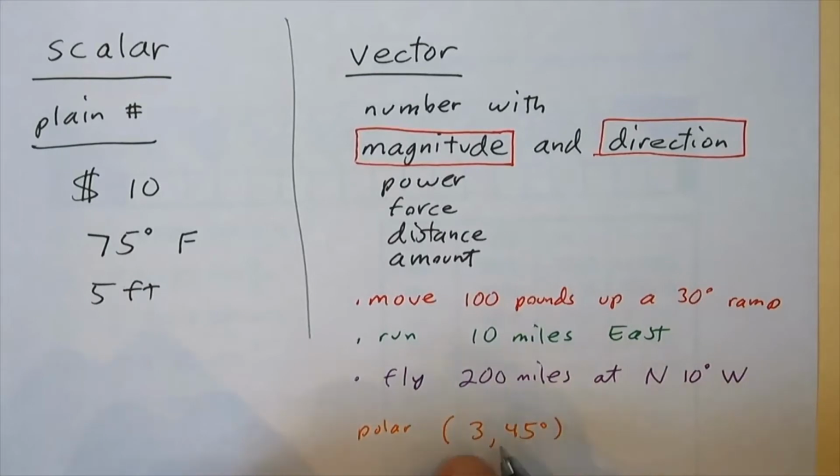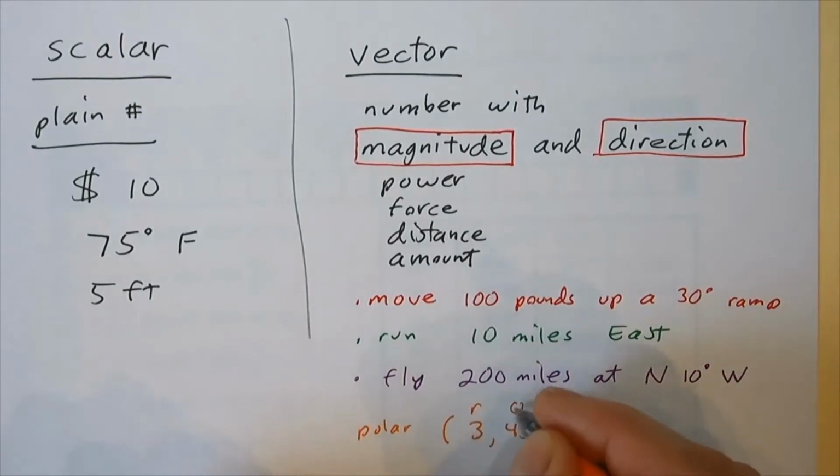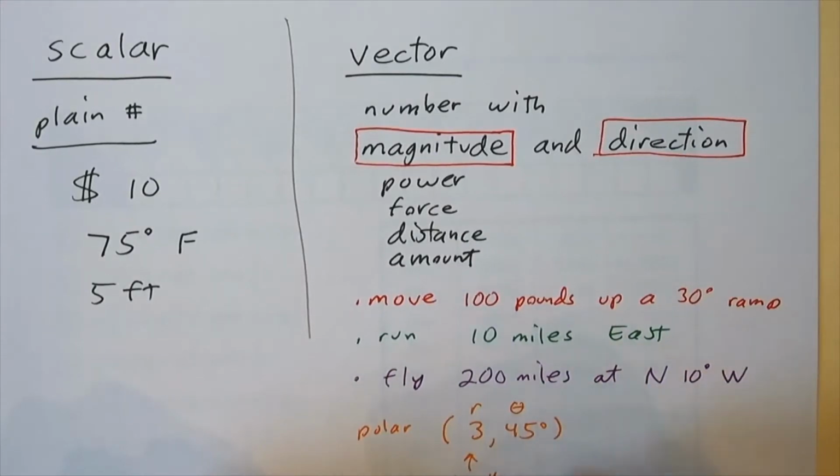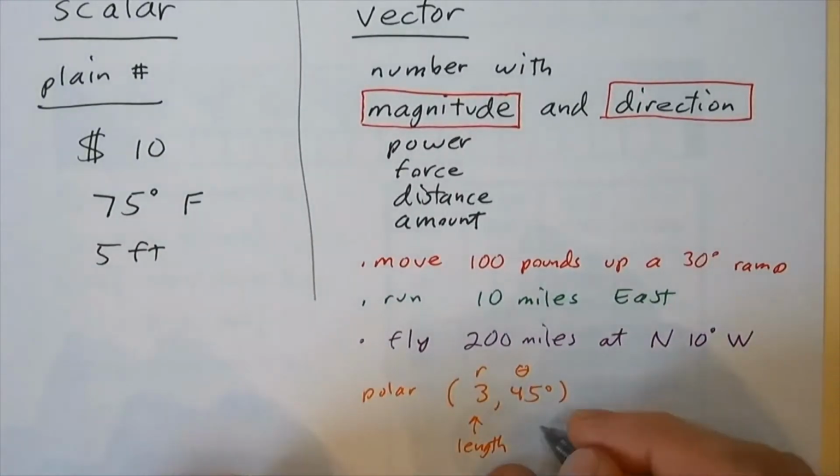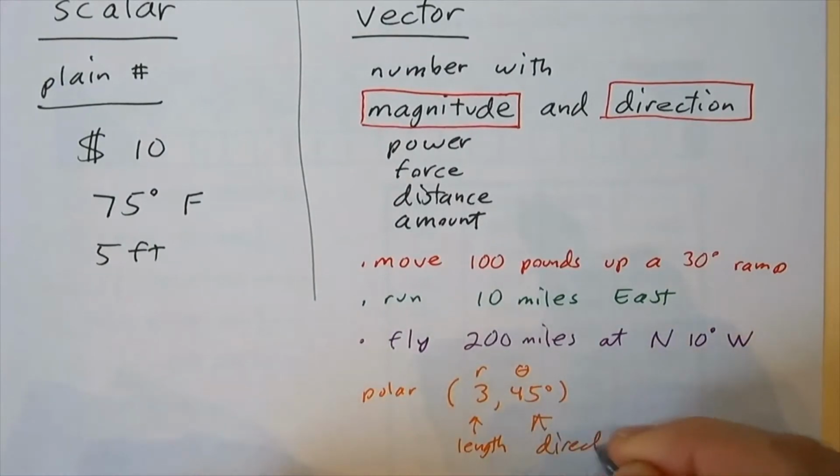Remember our polar coordinates? 3, 45 degrees. Remember, this was the radius, this was the angle, this was the length, or the distance, and this was the direction. So vectors are kind of like polar coordinates.